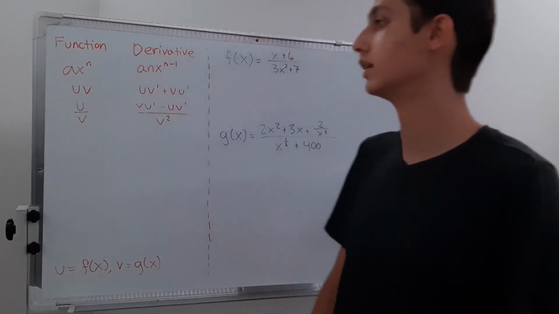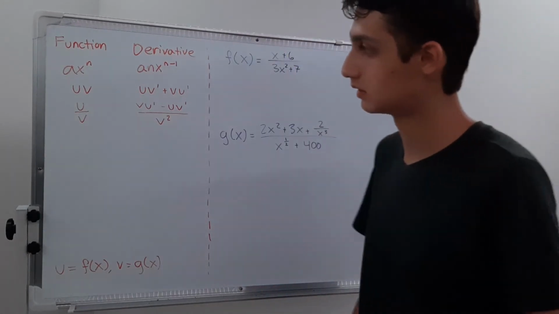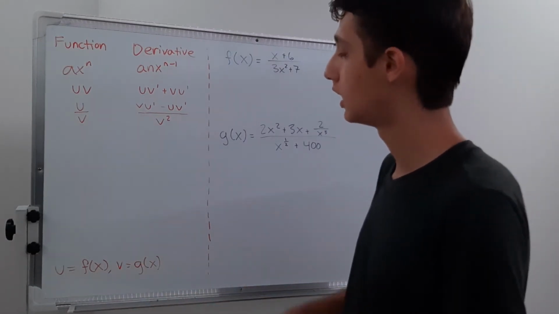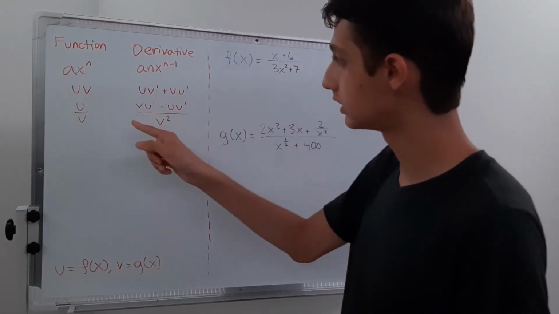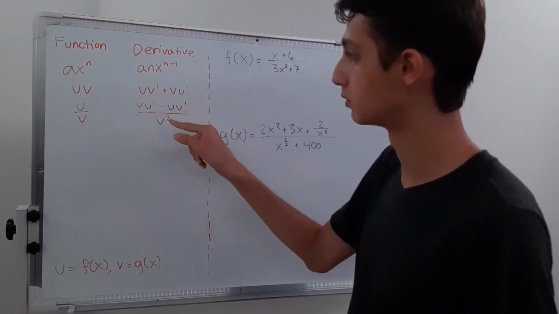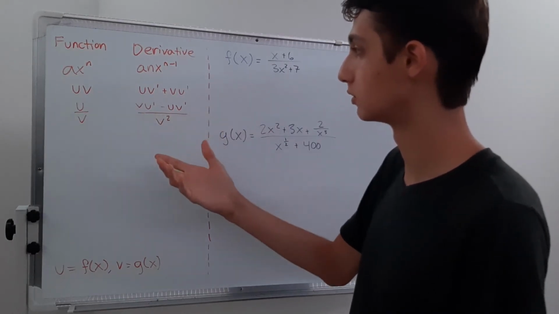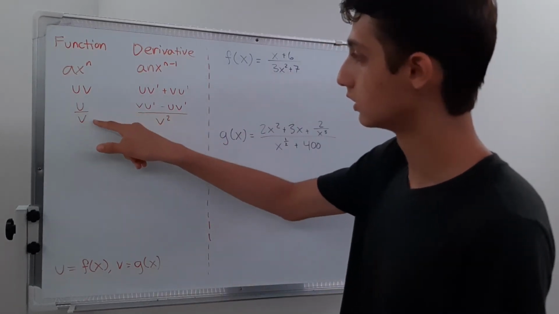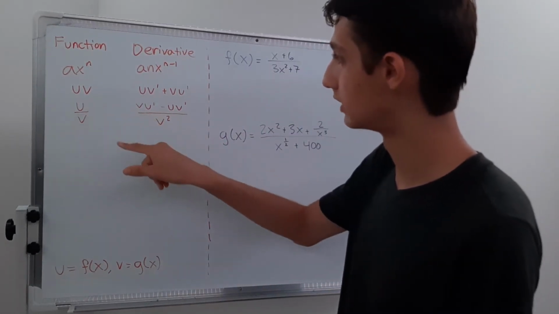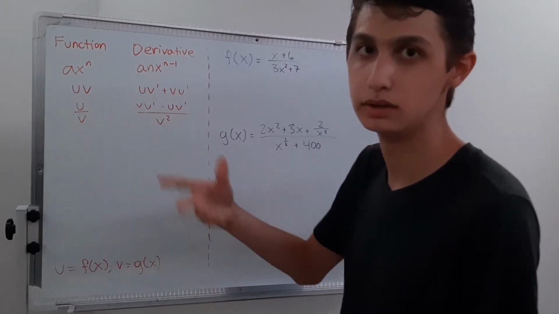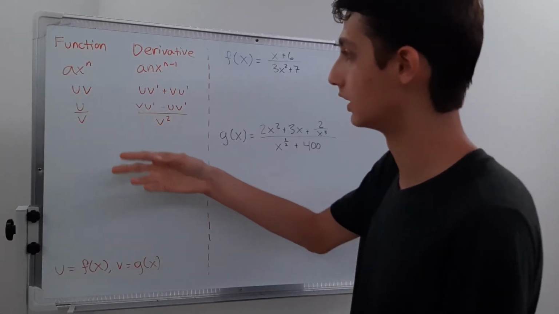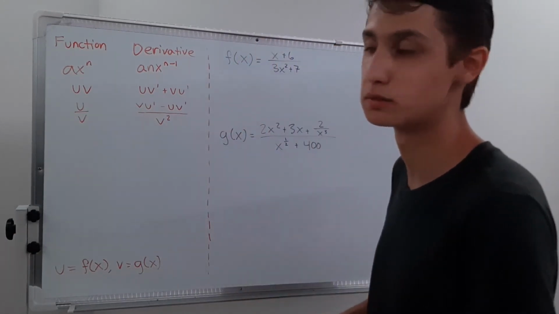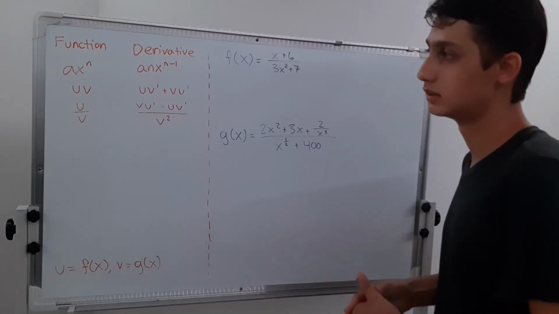Our next rule is the quotient rule. This is where we have u divided by v. Again, they're two functions of x, and we take v, the bottom, times the derivative of u, minus u times the derivative of v, divided by v squared, okay? You can remember this as low d high minus high d low, d meaning derivative, divided by low squared. There are different ways you can remember that.